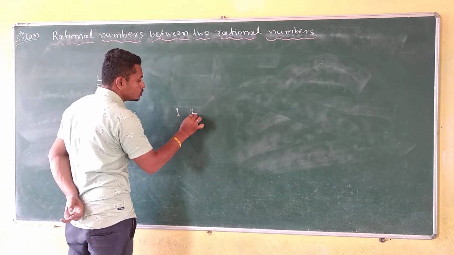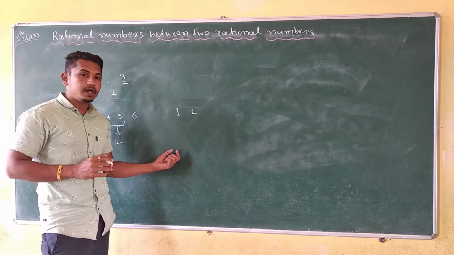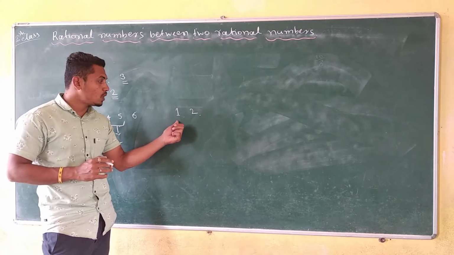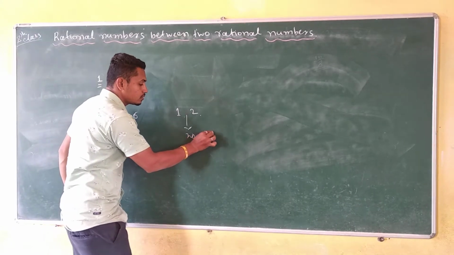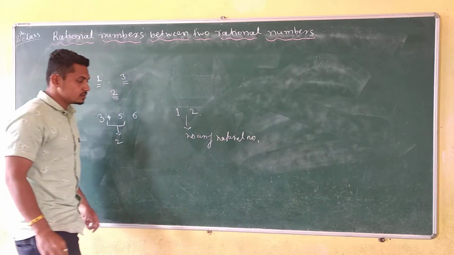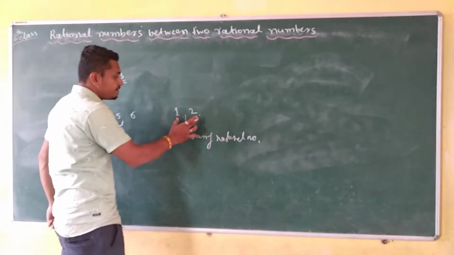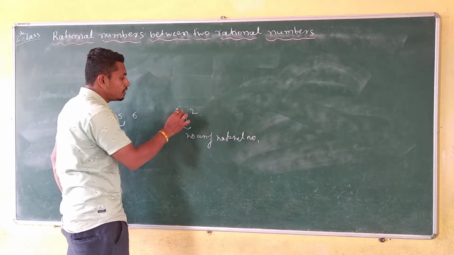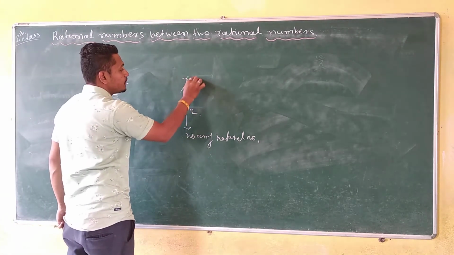Now take another example: 1 and 2. Now we have to find the natural number in between these two natural numbers, in between 1 and 2. There is no natural number. But in between these two natural numbers, there are infinite rational numbers present.